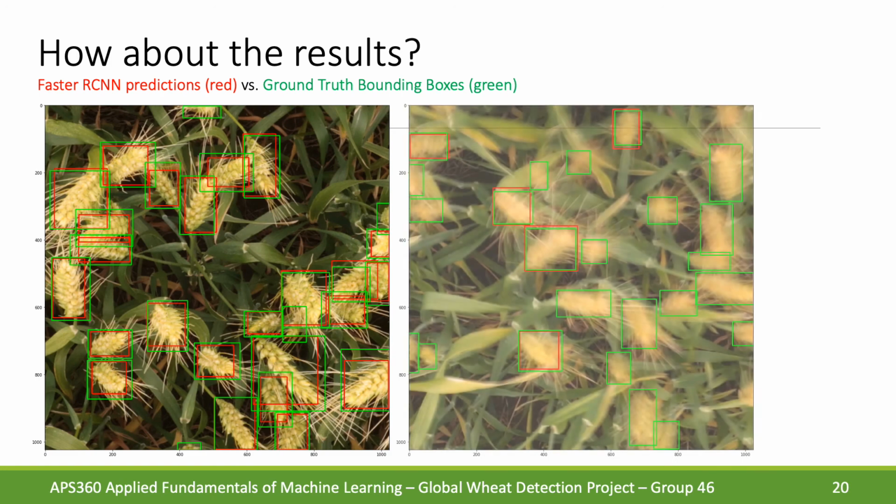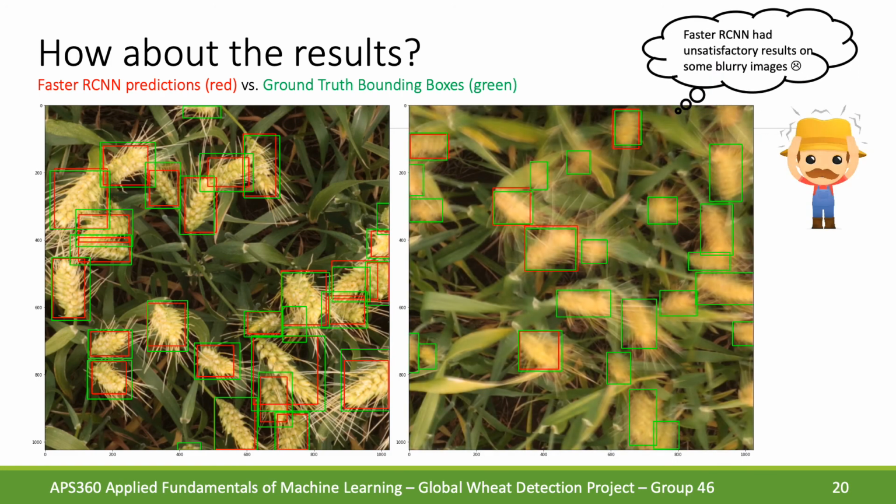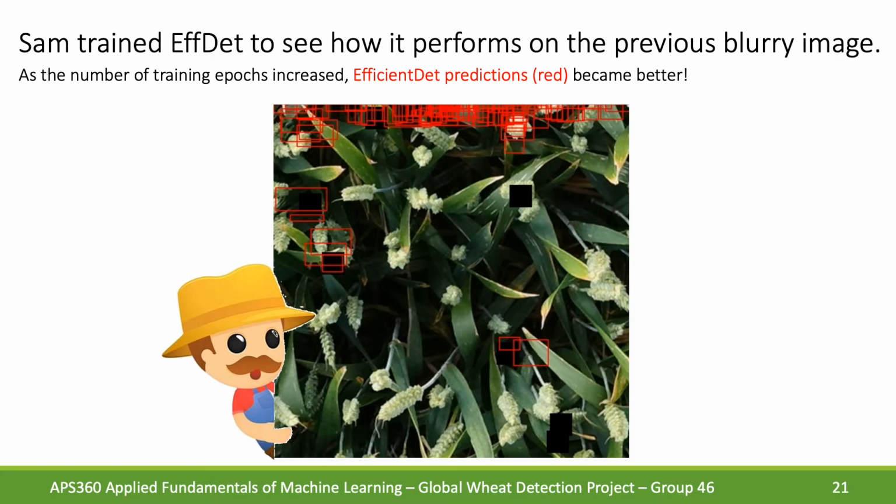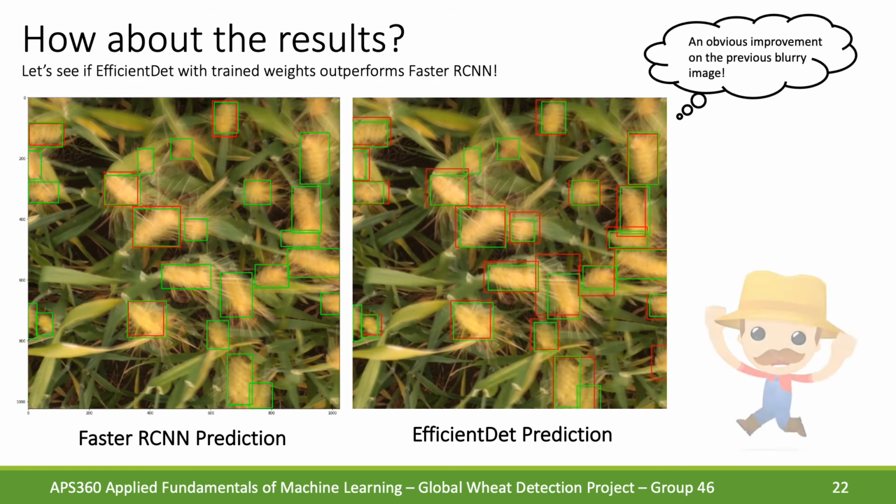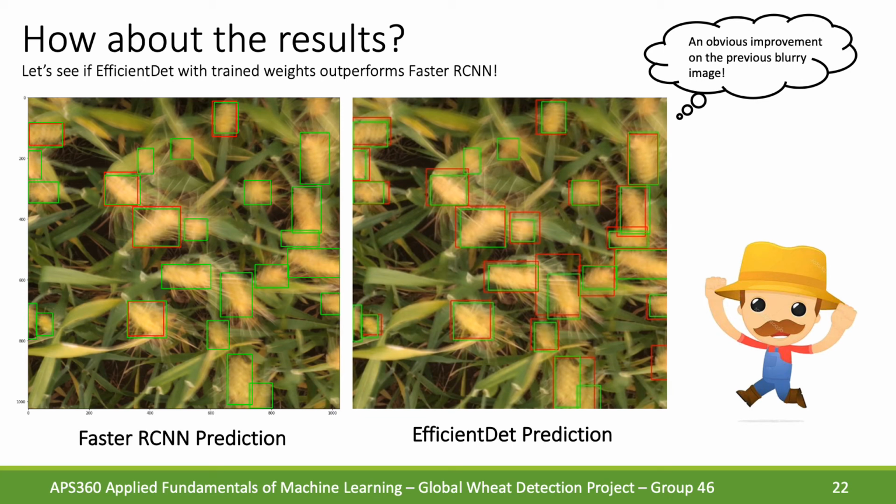Sam visualized two images using green ground truth boxes and red predicted boxes, and found that Faster RCNN failed to detect a large number of wheat heads on this blurry image. He decided to see if EfficientDet is able to make a better prediction on that blurry image. While training EfficientDet, the bounding boxes became more accurate as the number of epochs increased. As a result, EfficientDet did perform better on that blurry image compared with Faster RCNN. But what about its performance on the whole dataset?